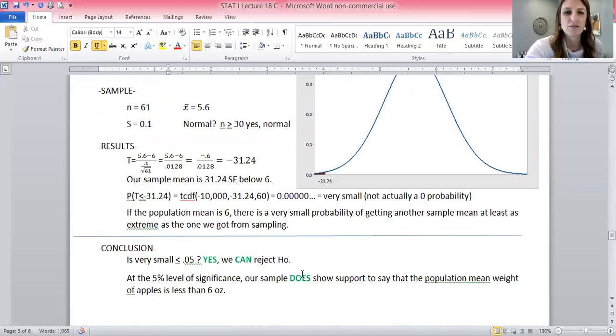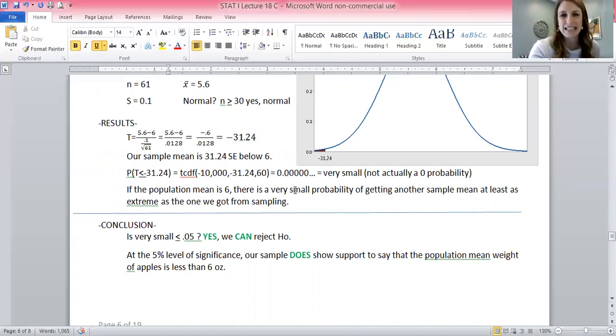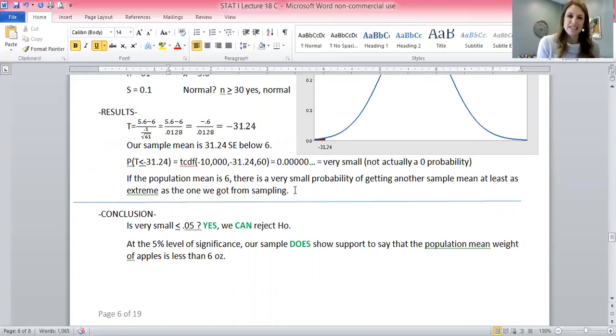So again, we already have all this information. This is the weight of the apples. So we found here our p-value to be very small, right? It said like 0 on our calculators, but we don't actually say 0. We say very small. A 0 probability is not an option here. So is very small less than 0.05? Yes. If you're saying very small, that means it's smaller than 0.05 because you don't have any numbers there to represent what it actually is, right? So yes, then we can reject the null. At the 5% level of significance, our sample does show support to say that the population mean weight of apples is less than 6 ounces.